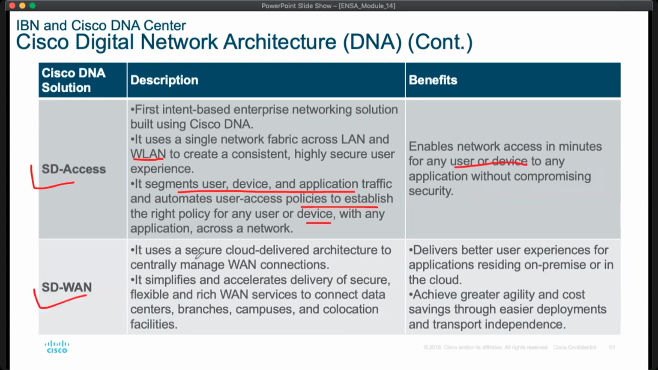Meanwhile, SD-WAN uses a secure cloud-delivered architecture to centrally manage WAN connections. It simplifies and accelerates delivery of secure, flexible, and rich WAN services to connect data centers, branches, campuses, and colocation facilities. The benefits are delivering a better user experience for applications residing on premises or in the cloud, and achieving greater agility and cost savings through easier deployment and transport independence.